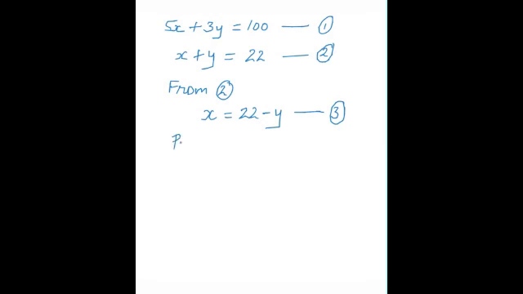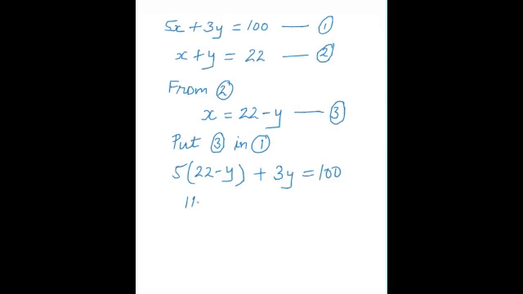Now put the value of X in the third equation, put the third equation in the first one. So while putting that third equation in the first, instead of x it will be 22 minus y, so 5 times 22 minus y plus 3y is equal to 100.